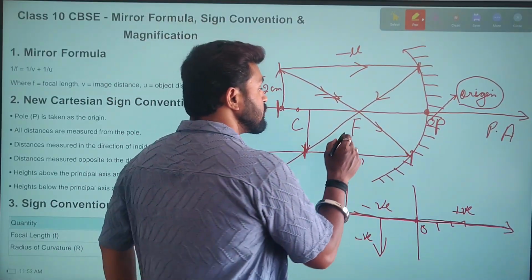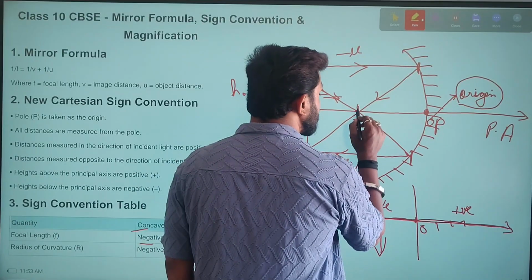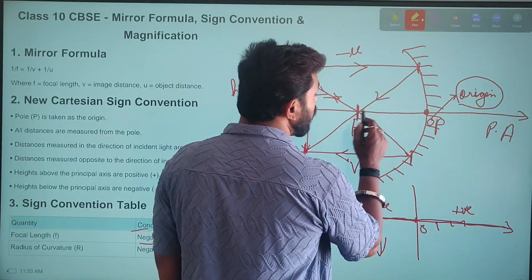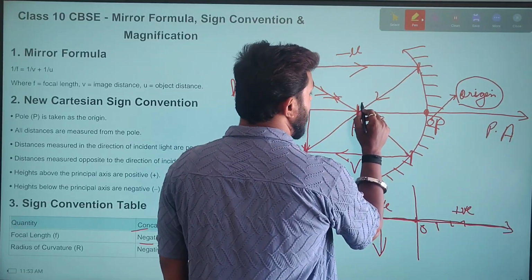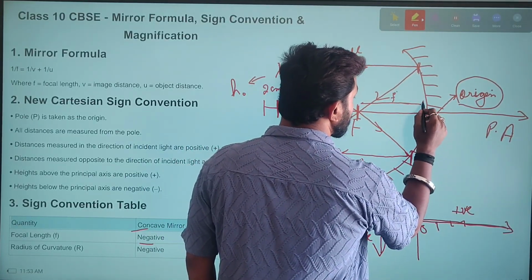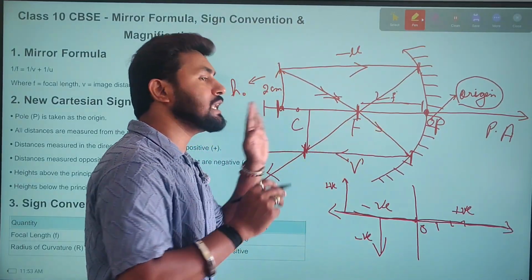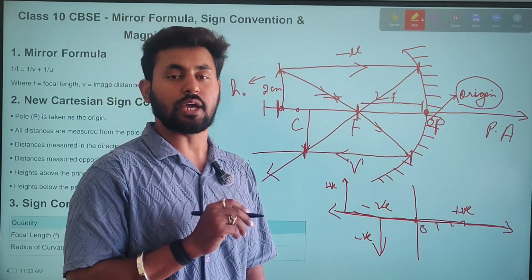Now the catch point. If you look at the focal length, you know that the focal length is nothing but the distance from pole to focus. I am talking about this distance. This distance is the focal length, which is also on the left hand side. So in a concave mirror, focal length is also negative.